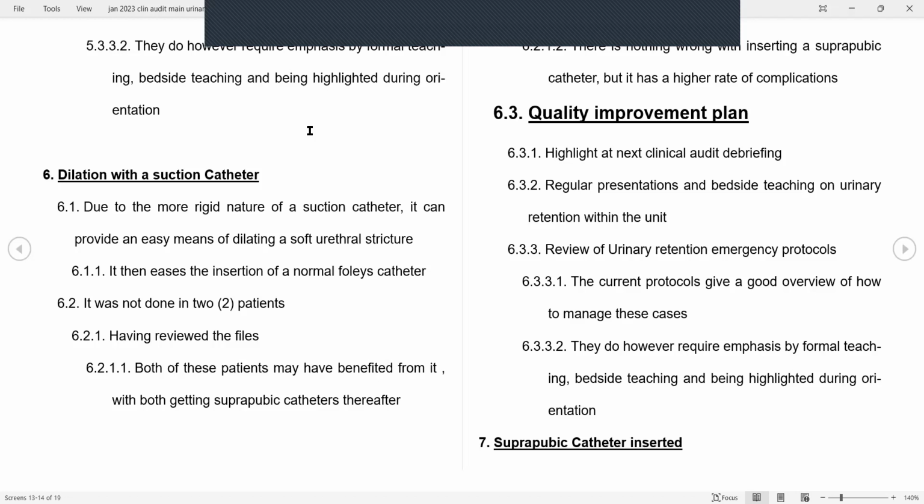Okay, so like I say, this is only to be able to dilate a soft urethral stricture. It will not assist in a hard stricture or a chronic stricture. You won't be able to pass it through.